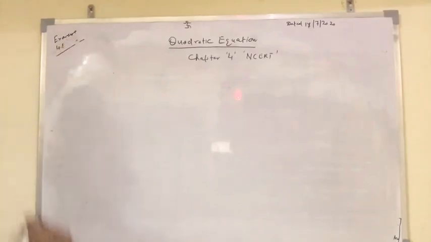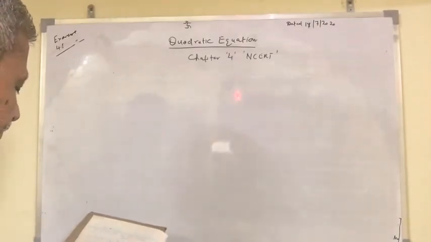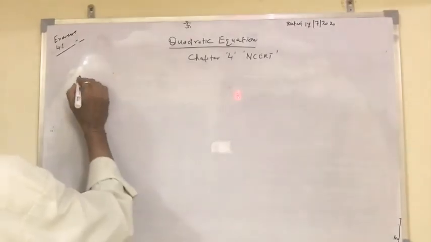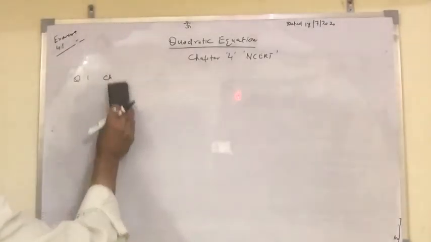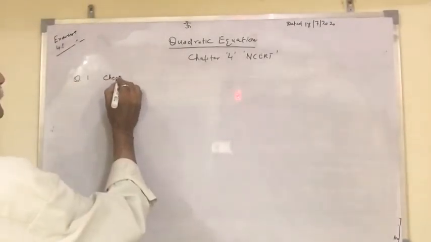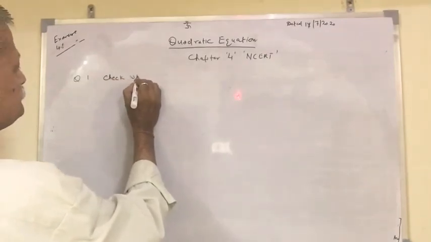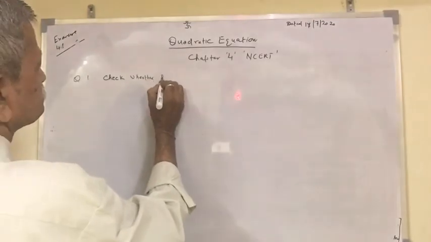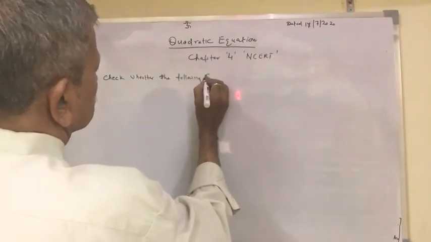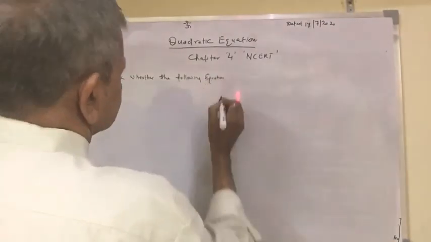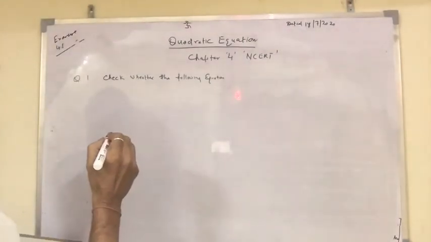Now 4.1. Question number 1 is saying: check whether the following equations are quadratic.